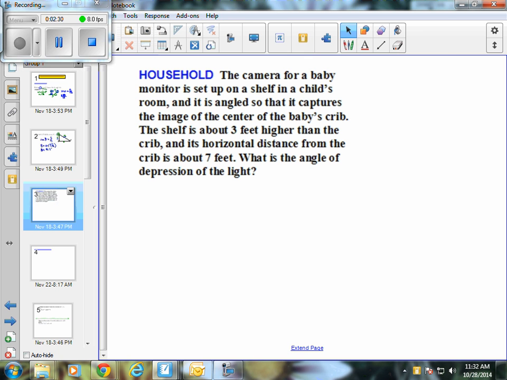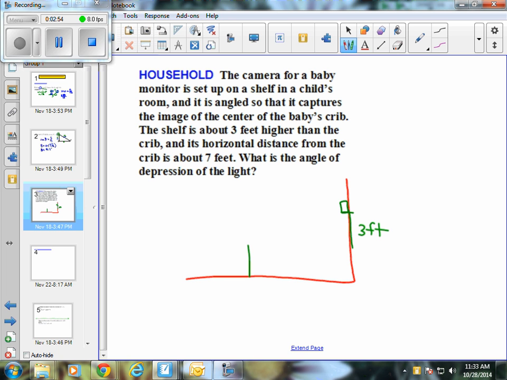You're going to have to be able to draw pictures too, so I'm going to try to draw this situation. There's a baby monitor up on a shelf in a room. So I'll make a wall and a floor, and I have a shelf up here where that baby monitor is. It says it's angled so you can see the image of the crib. The shelf is about 3 feet higher than the crib, so this distance is about 3 feet. We have the crib somewhere over here. That's the height of the crib versus the height of the shelf. And the horizontal distance from the crib is about 7 feet.